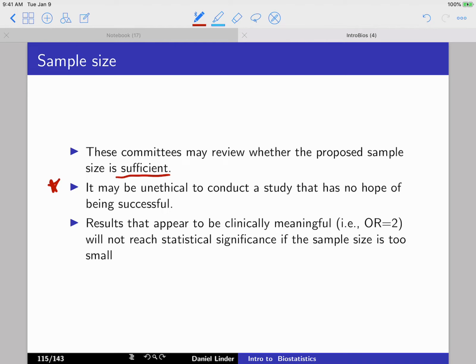What can happen is, if you don't have a sufficient sample size, your results may appear to be clinically meaningful. For instance, you may observe an odds ratio of 2, which would be a clinically meaningful odds ratio. It would essentially mean that the odds of some event is twice as high in an exposed group versus an unexposed group. So even with clinically meaningful, large effect sizes like this, you wouldn't be able to reach statistical significance if your sample size is too small.